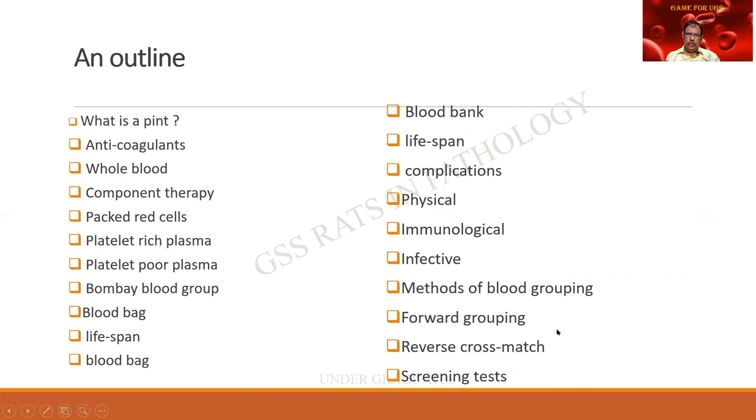Just go through the two columns of topics that have been given on the screen. I hope you people would be able to answer at least 50% of them. If not, attend this class very carefully.